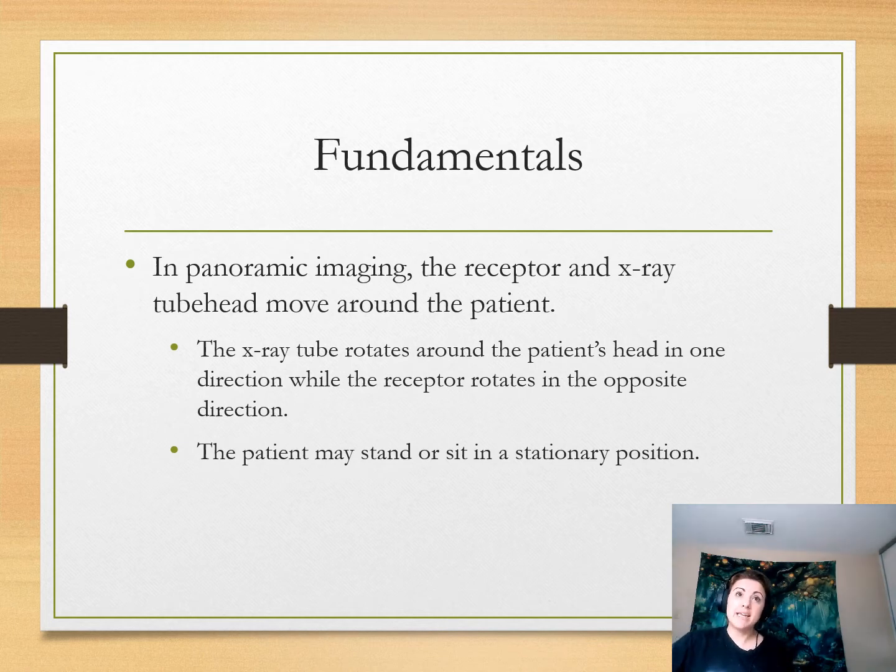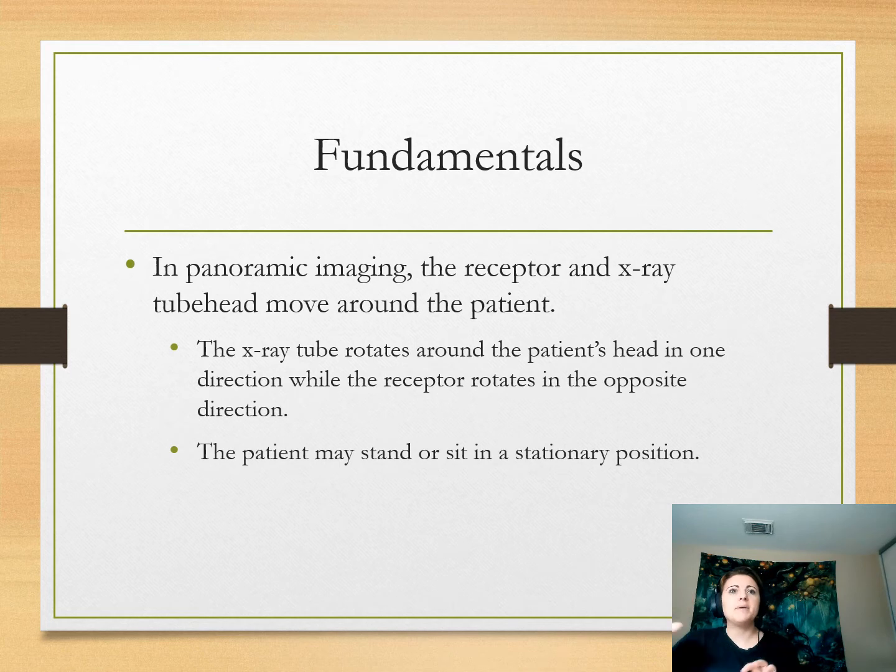Anyway, the fundamentals for taking a panoramic is that the receptor and the X-ray tube move around the patient's head. The patient stays still. The tube head rotates around the back of the patient's head in one direction, and the receptor rotates around the front of the patient's head in the opposite direction, it says. But basically, they're rotating around the patient. One's going from right to left and one's going from left to right. That's what they mean by that. They're connected, so they both rotate around the patient at the same time. They're not going in opposite directions kind of thing.